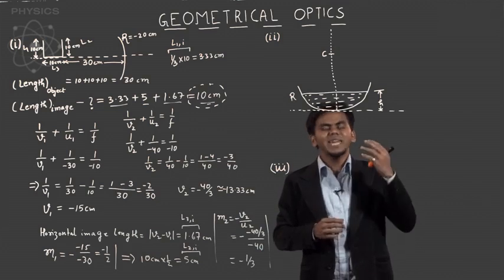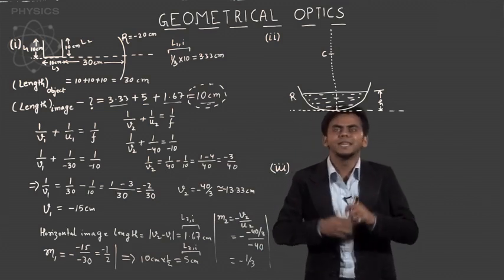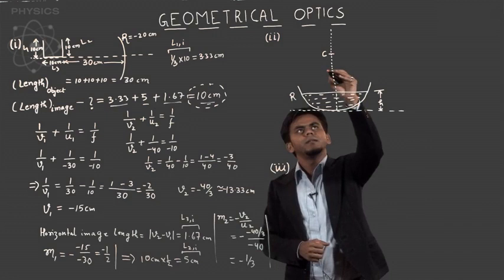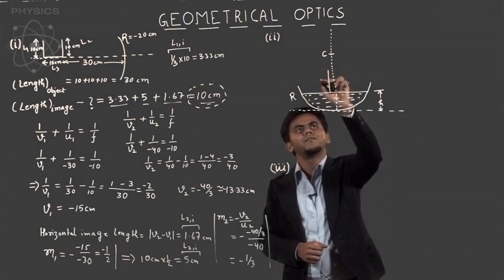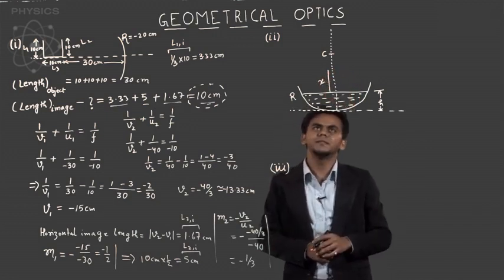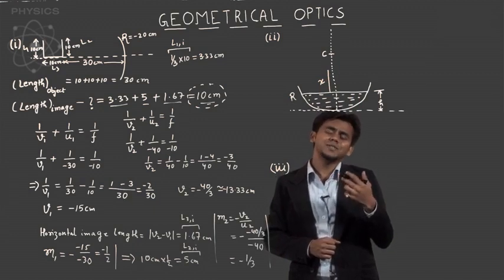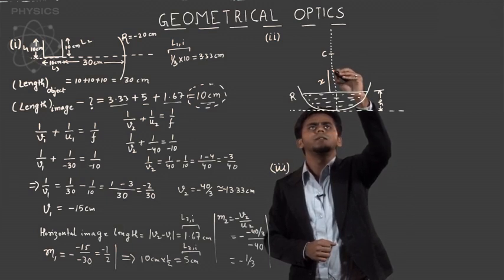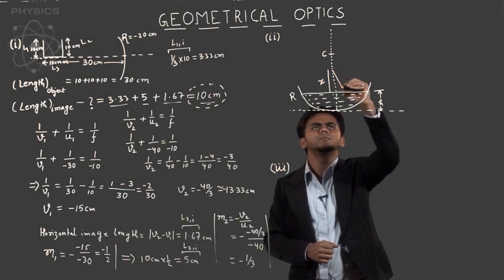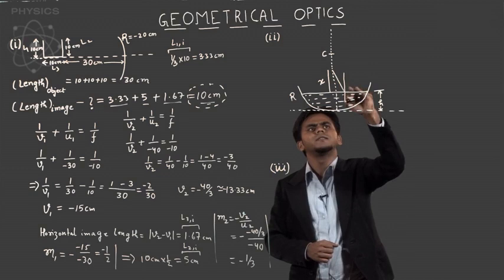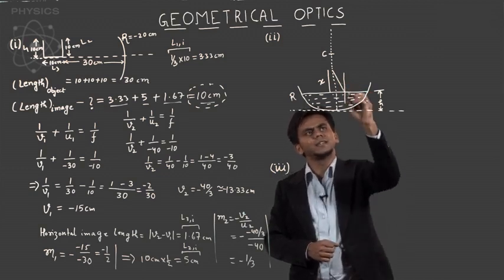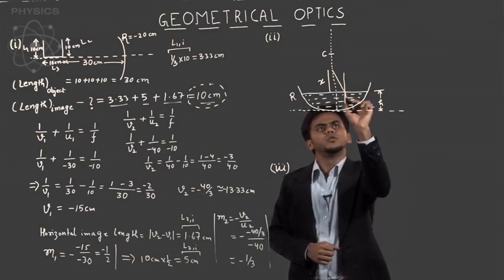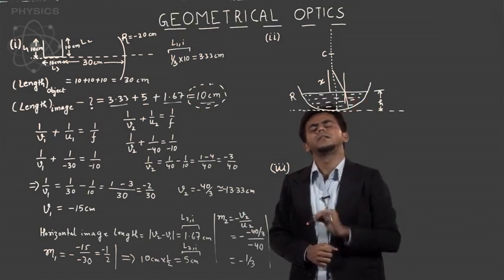Now, let's say I've kept it x above the water surface. If you kept it x above the water surface, what will happen is a ray which comes like this would get refracted, and as it goes from rarer to denser, it would bend towards the normal, right?